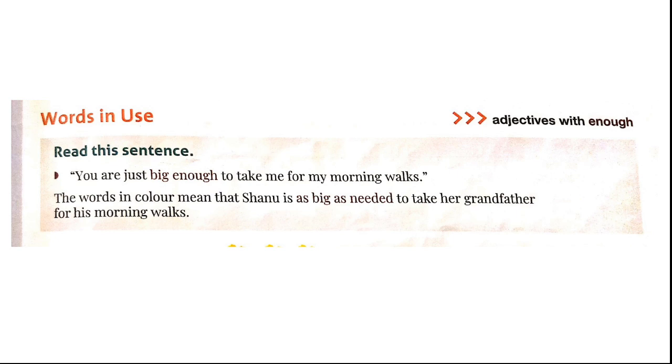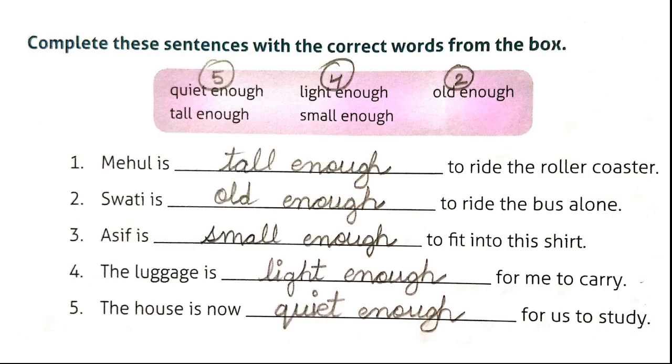Now let us see words in use. Read this sentence. You are just big enough to take me for my morning walks. The words in color means that Shanu is as big as needed to take her grandfather for his morning walks. Okay. Complete these sentences with the correct words from the box.